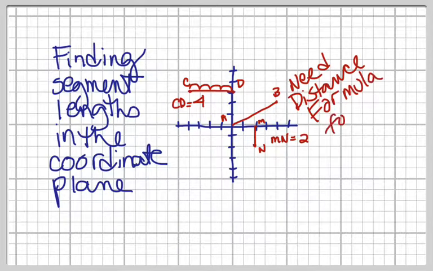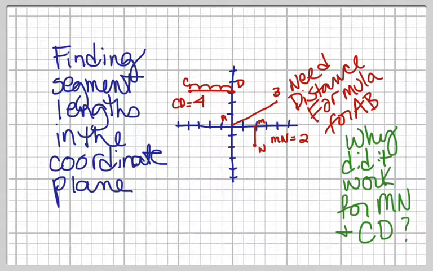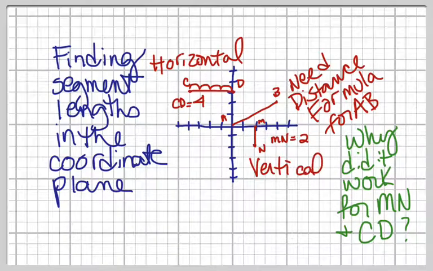So you should be able to find segments that are what kind? Why were we able to find MN and CD? Because they're either horizontal, so all we have to worry about on that one is subtracting the x coordinates, or vertical. On that one, all we have to worry about is subtracting the y coordinates. When we get to AB, we're going to have to deal with both the x and the y coordinates, so that's a lesson for another day.